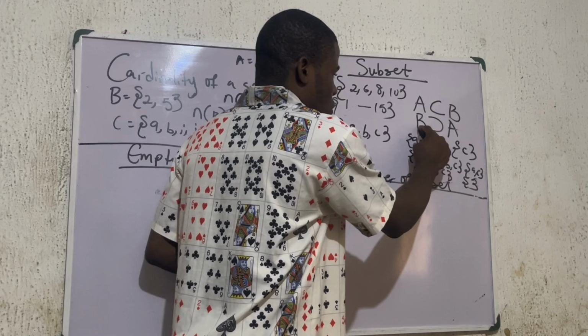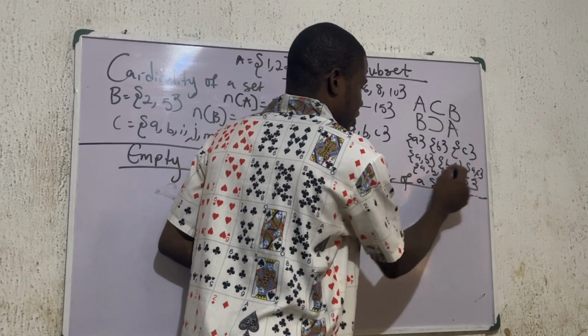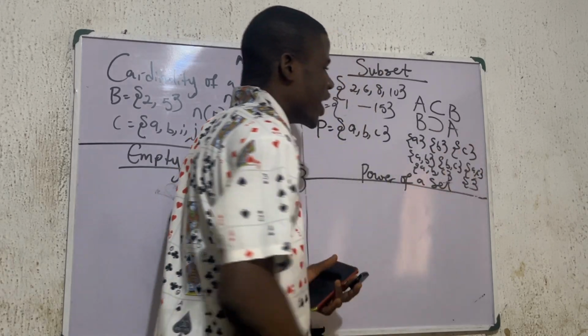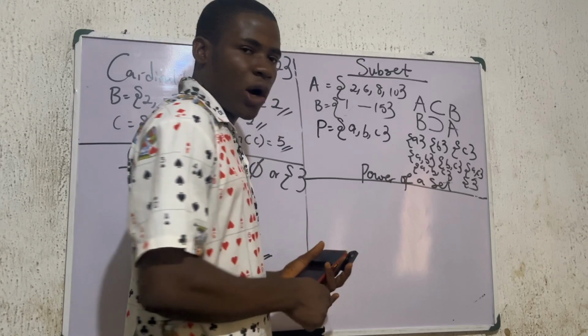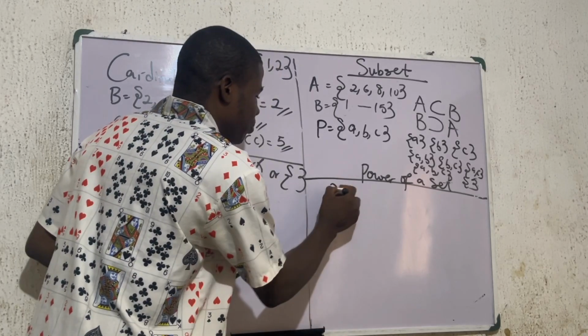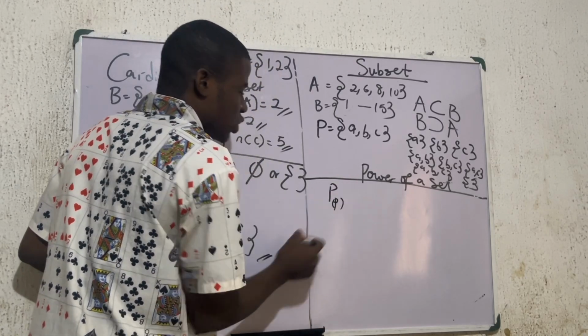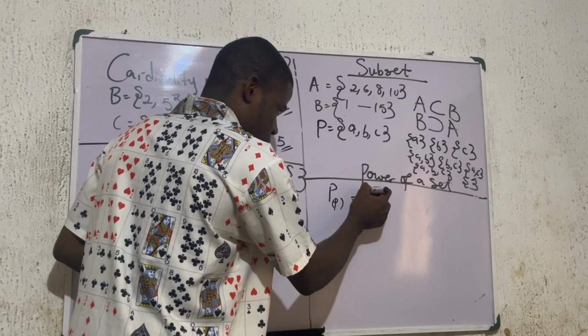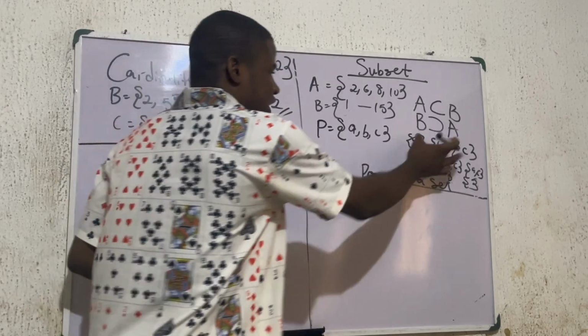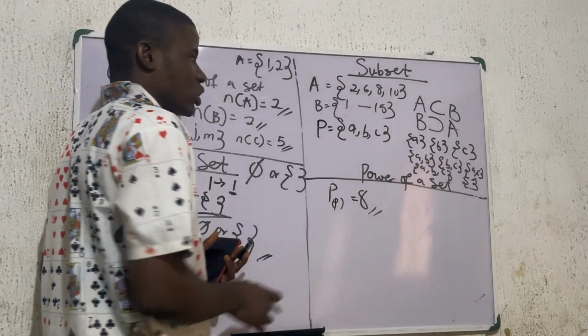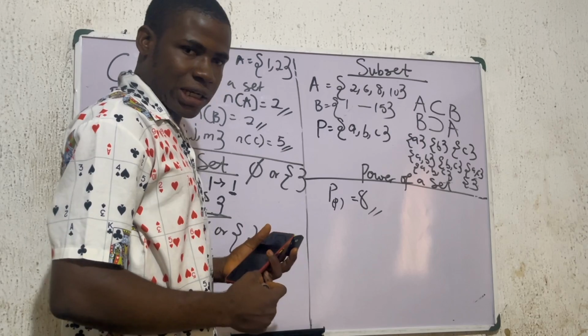This one, right? 1, 2, 3, 4, 5, 6, 7, and what? 8. We have 8 possible subsets of this set. So the power of set P, which can be written as P subscript P, is equal to what? 8. Because these are the possible subsets of set P. I hope you understand.